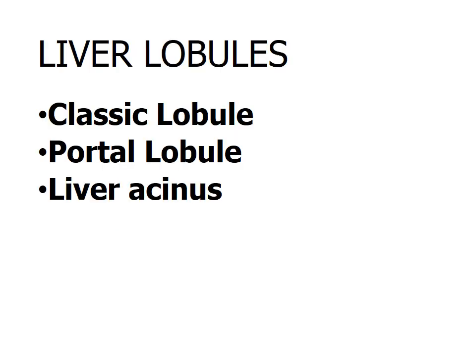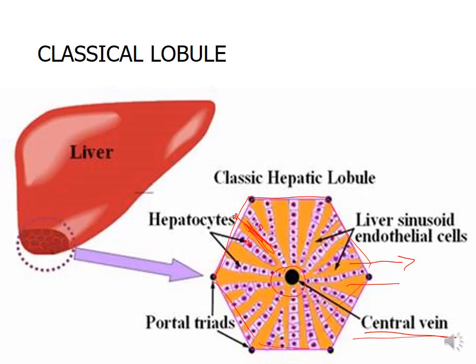Three interpretations of the liver structure have been proposed. These include the classical hepatic lobule, the portal lobule, and the hepatic acinus.